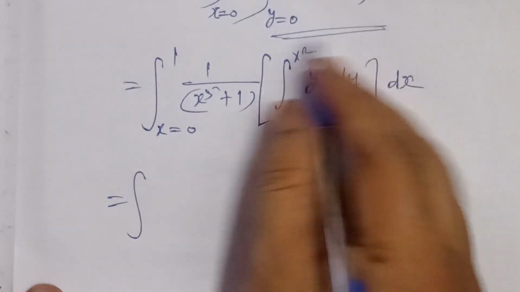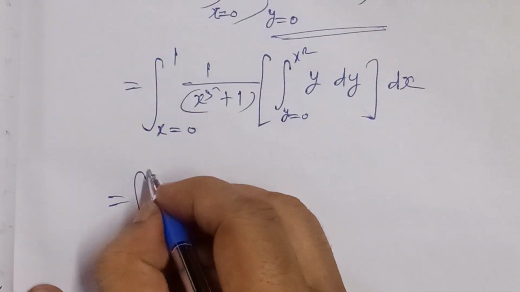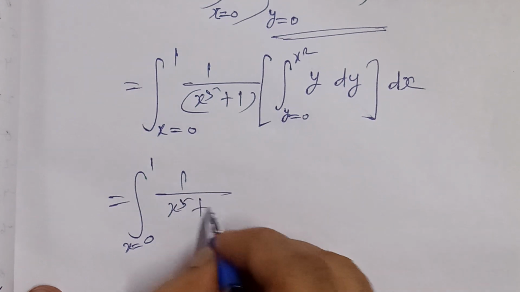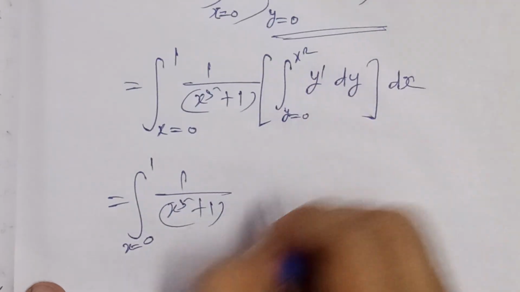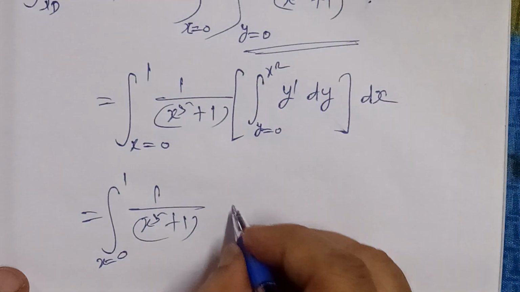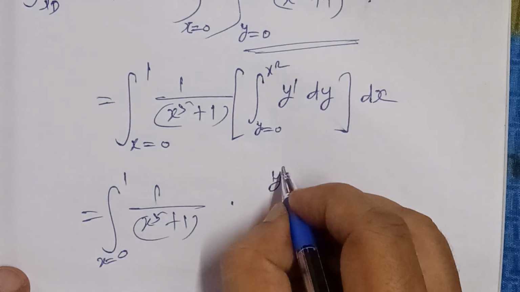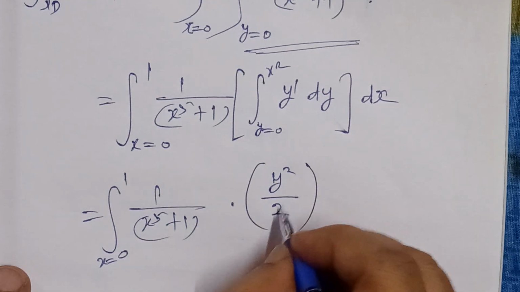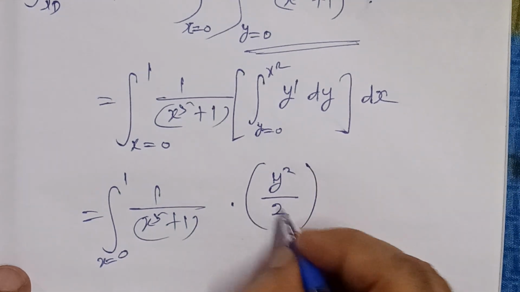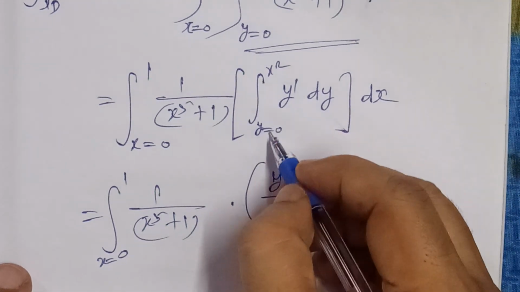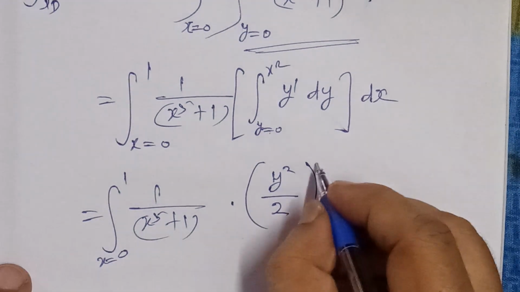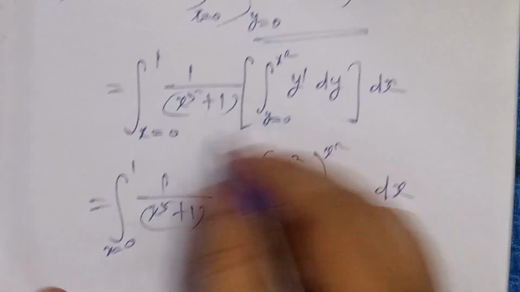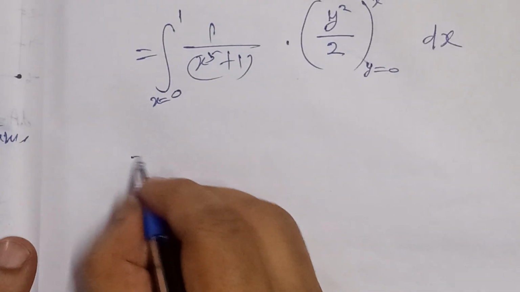So we have x equal to 0 to 1 and 1 upon x to the power 5 plus 1 without any change, and on integrating y we get y square upon 2, with limits y equal to 0 to x square, and we have to integrate these values with respect to x.